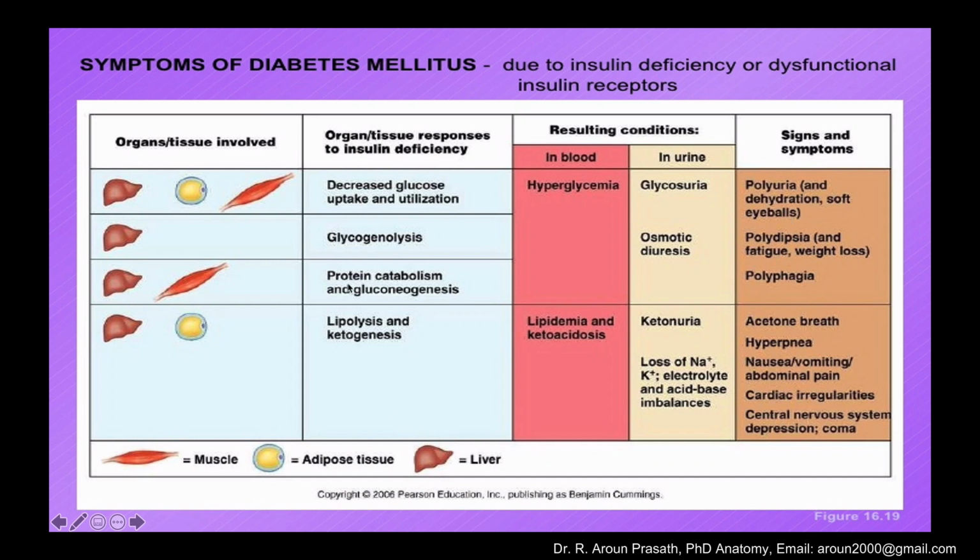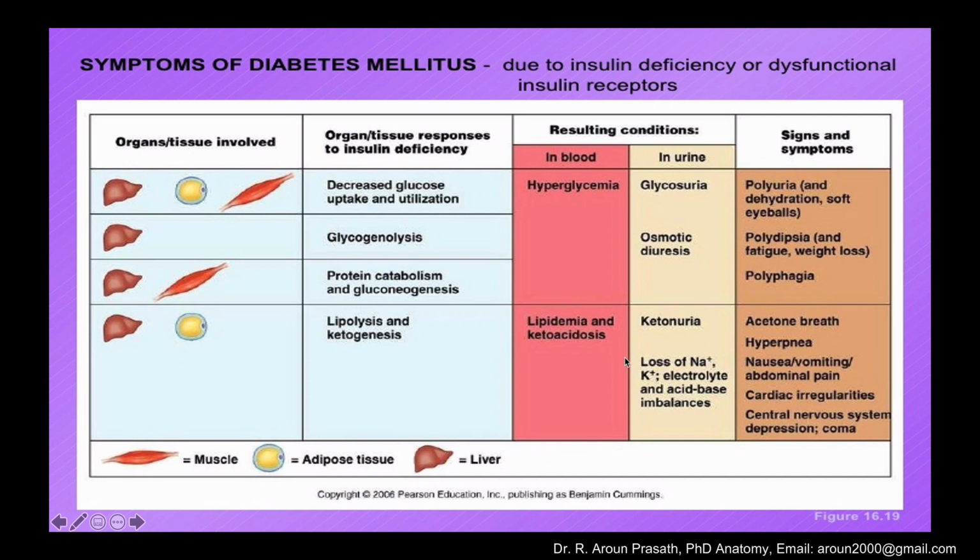Okay, so what happens? This increase in blood sugar level can be due to breakdown of fats and protein also. That's what we call lipolysis, that is breakdown of fat, conversion of fat into glucose, okay, and ketogenesis. Even the proteins are converted into glucose.